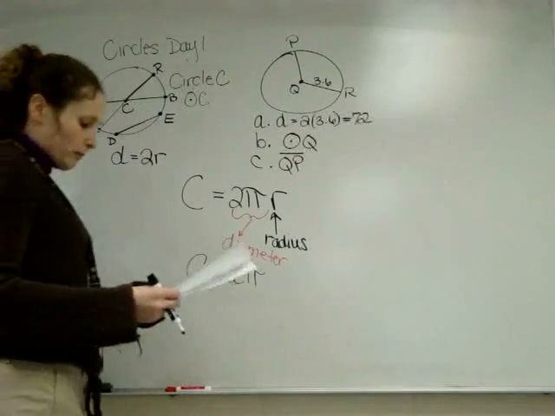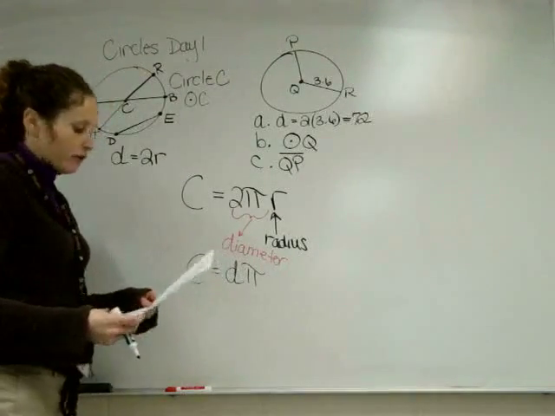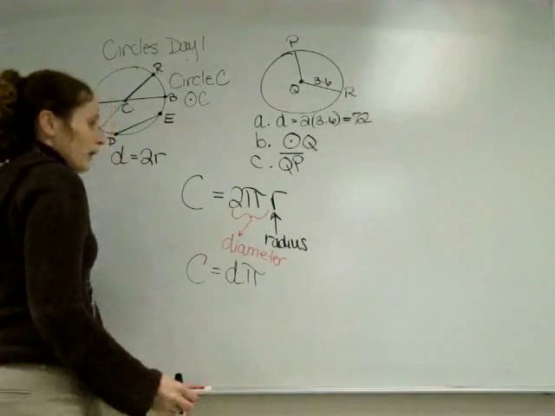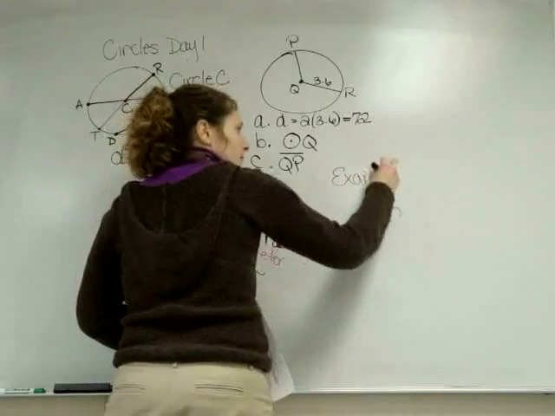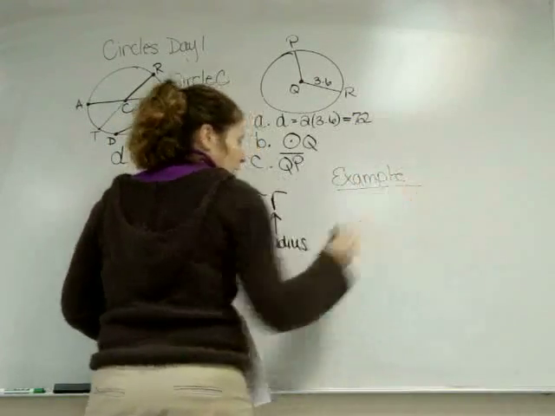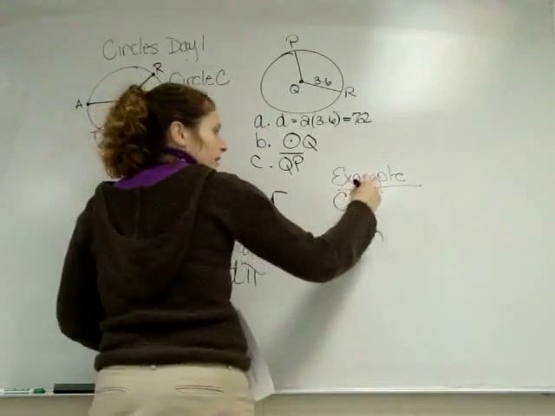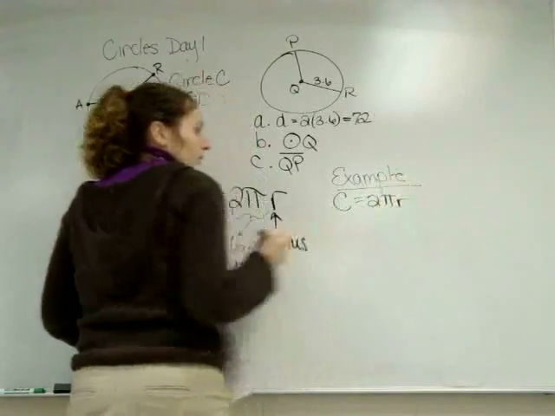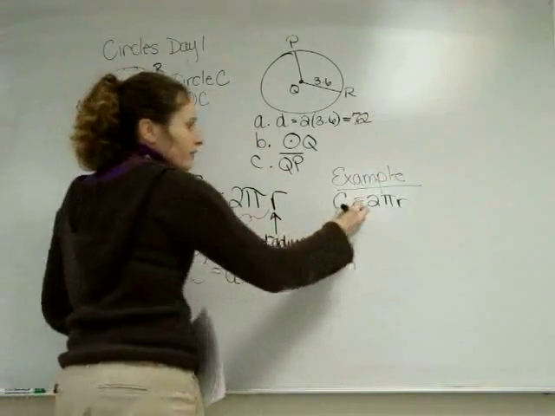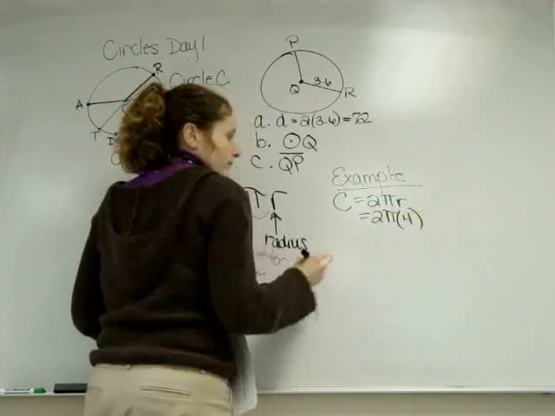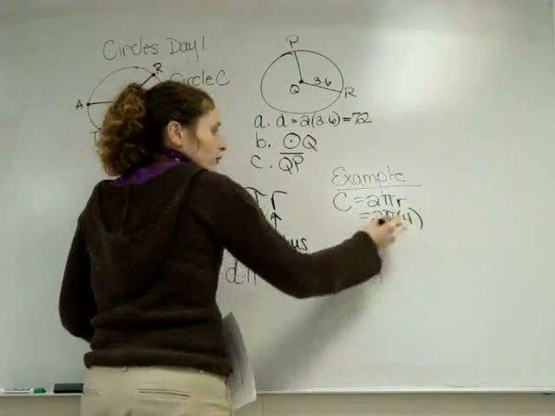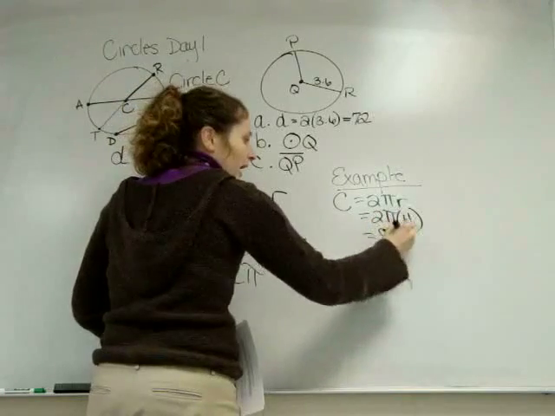Example, solve the problem. What is the circumference of a circle with radius 4 meters? Okay, if we're given the radius for our example problem, write out our formula, C equals 2 pi r. We are going to fill in our radius, so 2 pi times 4. 2 times 4 is 8, so we've got 8 pi.